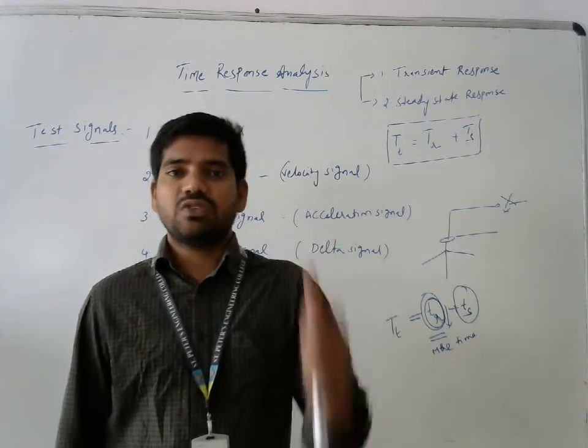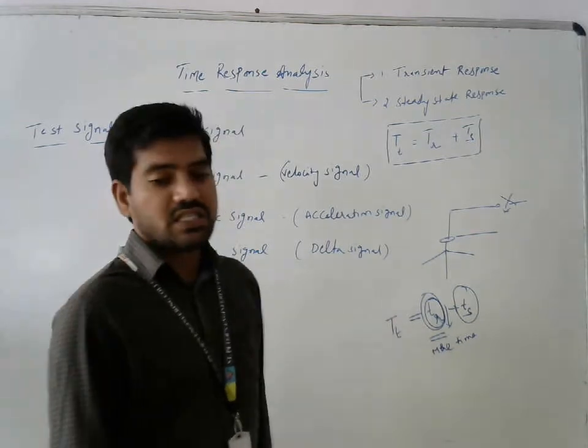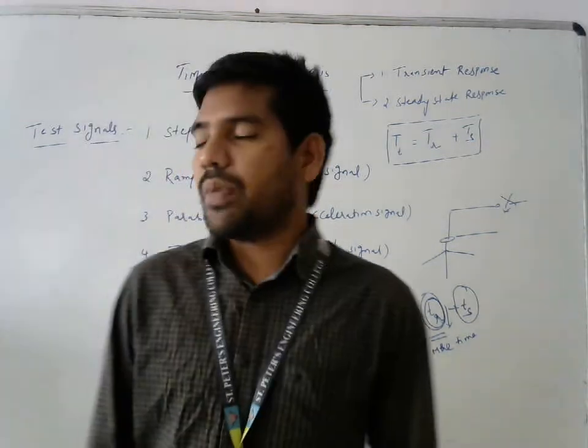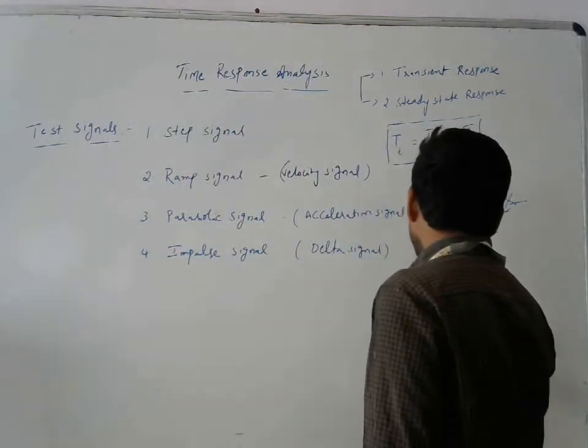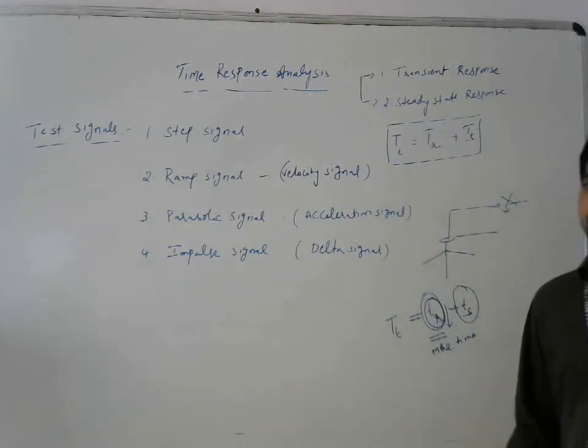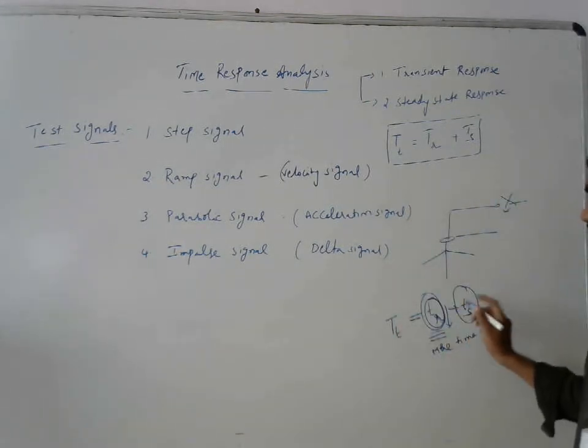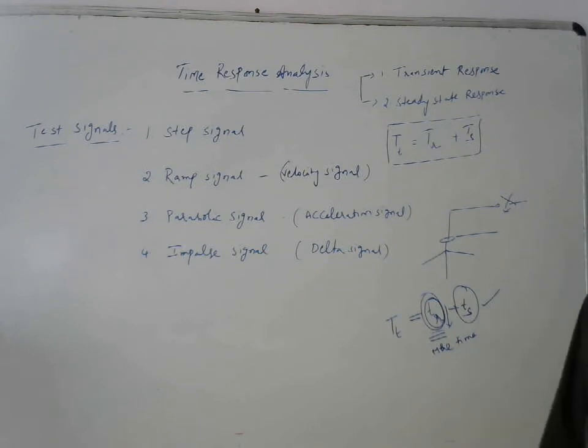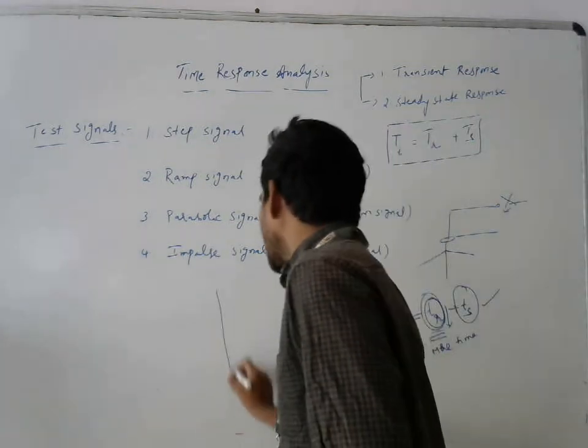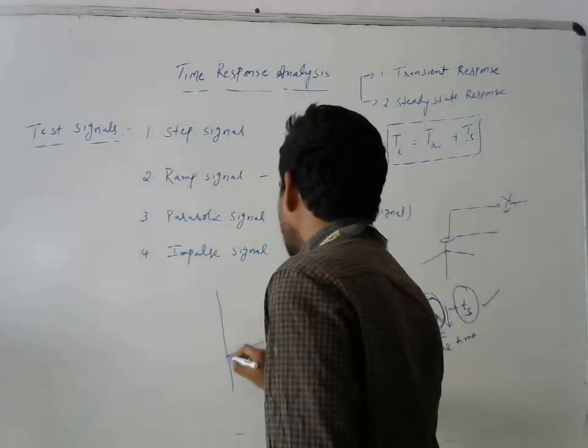So for any system we take, our main intention is that we need to reduce the transient response. Once we reduce the transient response, it automatically reaches its steady state. For example, if you have a system like this.